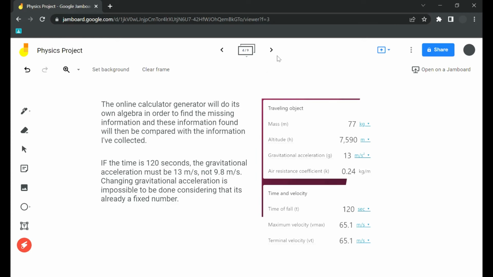This is the explanation of how the calculator works. The online calculator will do its own algebra to find the missing information, and the information found will be compared with the information I've collected from the movie scene. If the time is 120 seconds, as shown in the movie clip, the gravitational acceleration would be 13 meters per second squared, not 9.8. And as we know, changing the gravitational acceleration is impossible, considering that it's a fixed number. And these are the results, as you can see here.